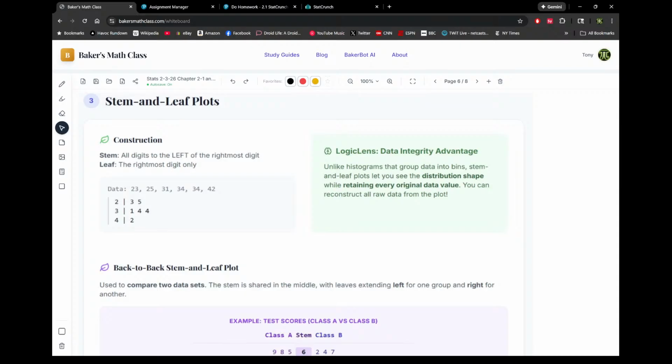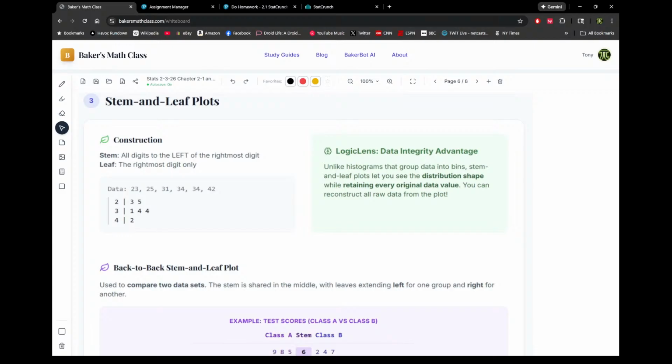Next graph, stem and leaf plots. Anybody ever heard of them before? This might be the first graph that we talk about that you haven't heard of before. Stem and leaf plots are basically a histogram where you actually show all your numbers. The classes are fixed to either tens, hundreds, things like that. So a stem and leaf plot, if this is my simple data here, 23, 25, 31, 34, 34, and 42.